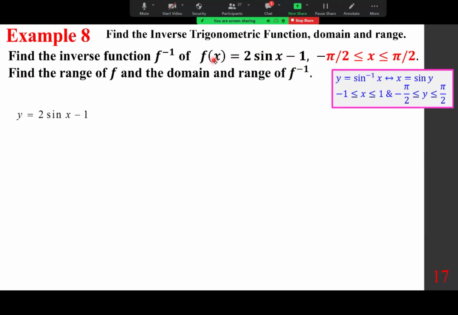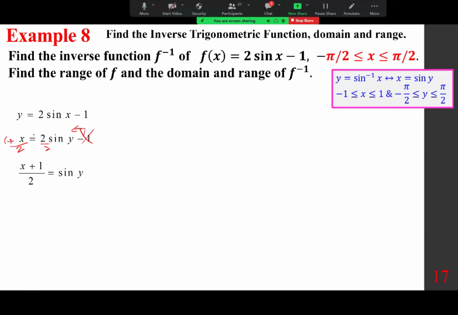Step one. Step two, interchange x and y. So this is x, this is 2 sine y minus 1. We're going to move the negative 1, and we add 1, and then we're going to divide by 2. So we get sine y equals x plus 1 divided by 2.